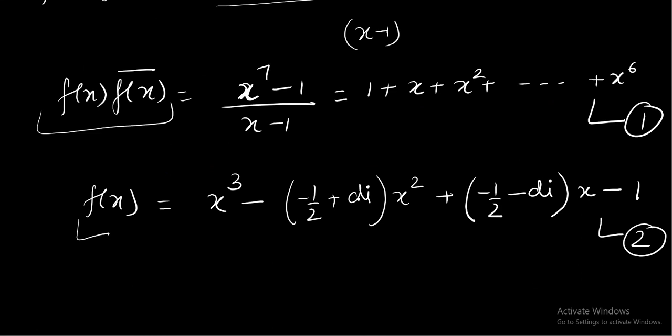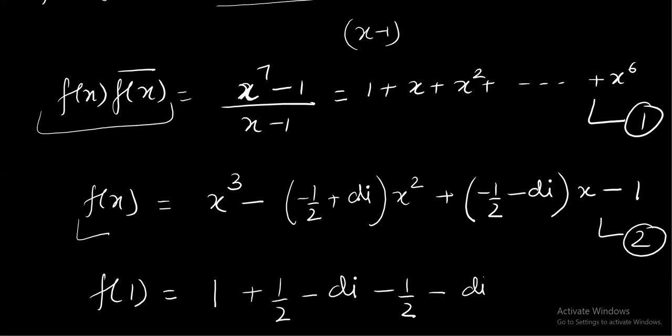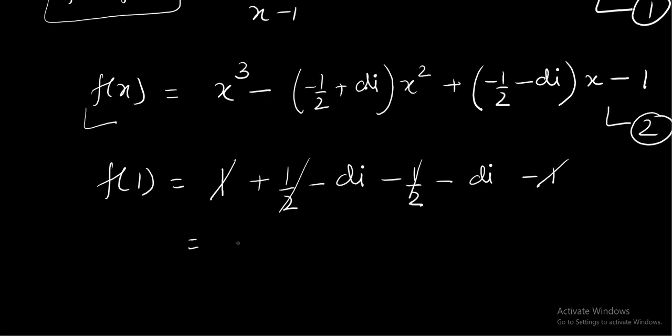So these two equations are definitely going to help me in getting the value of d very comfortably. How will you solve? You need d, so you just evaluate here f of 1. Okay, evaluate f of 1. On evaluating f of 1, what are we going to get? On the right hand side it is 1, then I have plus 1 by 2 minus d iota. Then I have minus 1 by 2 minus d iota and then minus 1. And you can say that 1 will get cancelled. Half will also get cancelled. Correct? So from here I am getting this one as minus 2d iota.